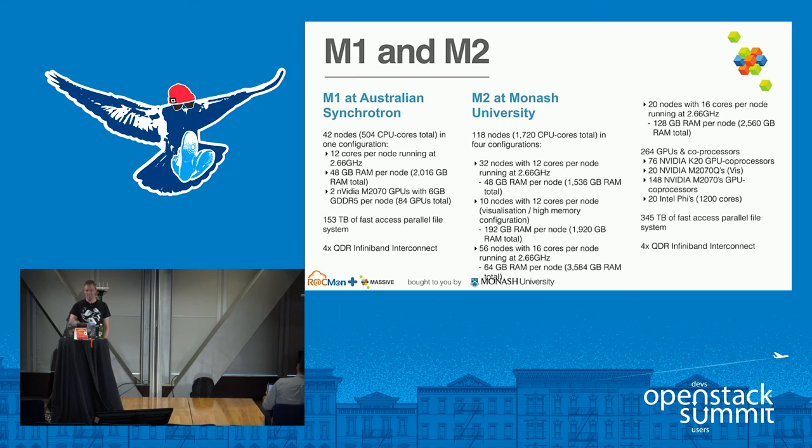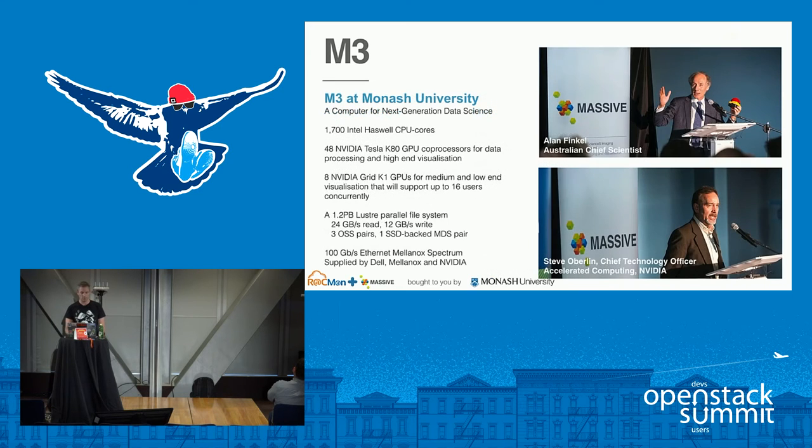Okay, so the Massive project started off with two HPC clusters, M1 at the Australian Synchrotron and M2 at Monash University. They're getting probably a bit long in the tooth now, but still very useful resources. At the time, they were quite new and pioneering in bringing in a lot of GPU compute, which, given the amount of image processing that goes on in Massive, is understandable. And we've continued that with M3 as well.